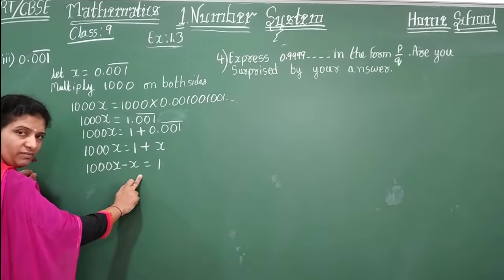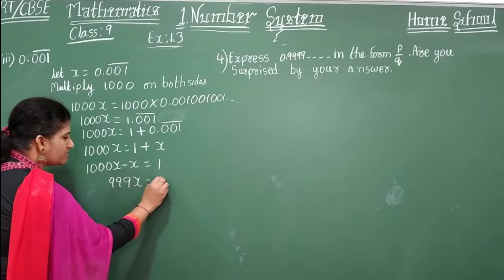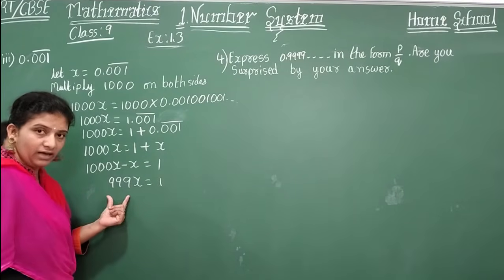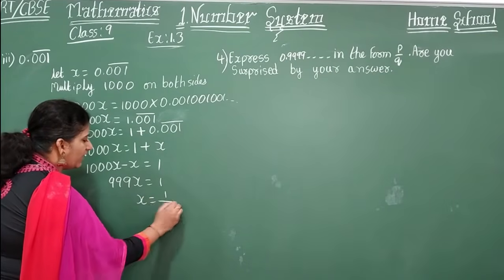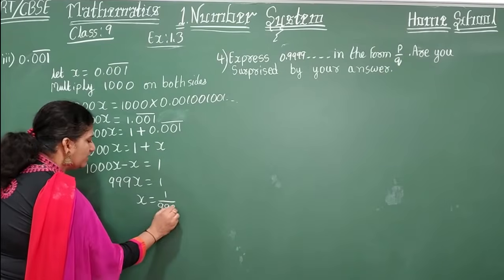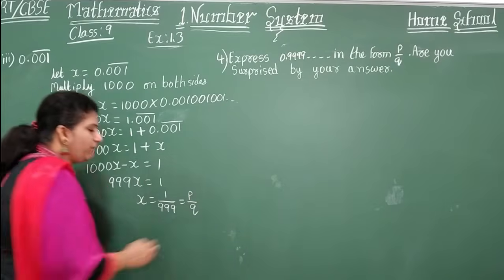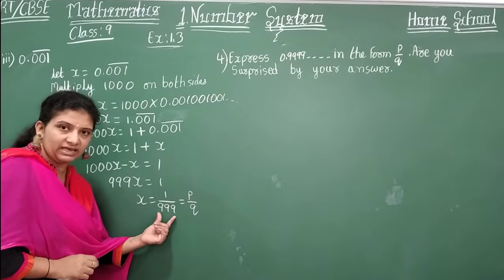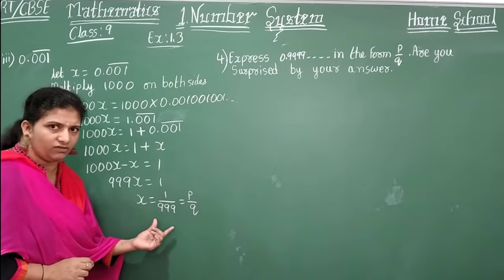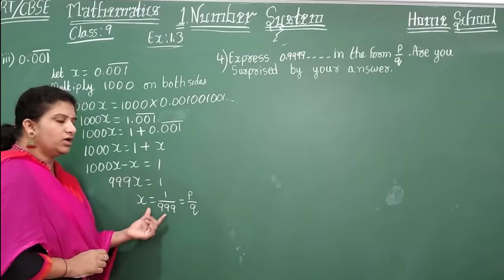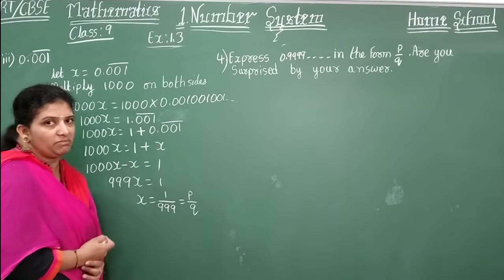1000x minus x will be how much? It will be 999x is equal to 1. 999 is a multiple. Send other side. That will be divided 1 by 999, which is in the form of P by Q, where P value is 1, Q value is 999, and Q cannot be equal to 0. Q is not equal to 0, right? So, this is the way we represent given decimal into the P by Q form.